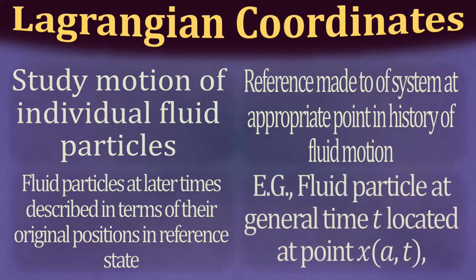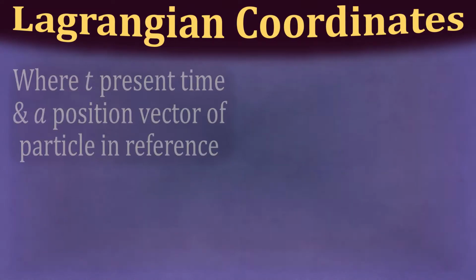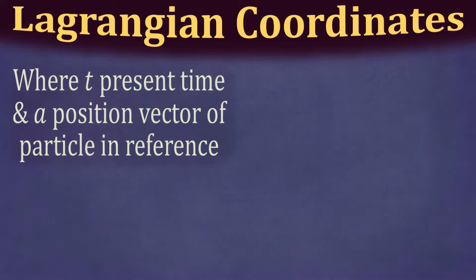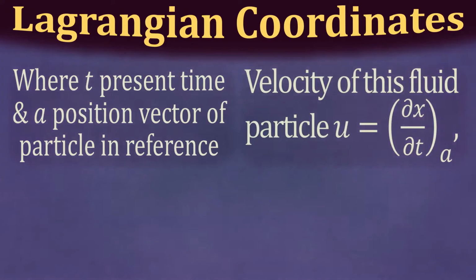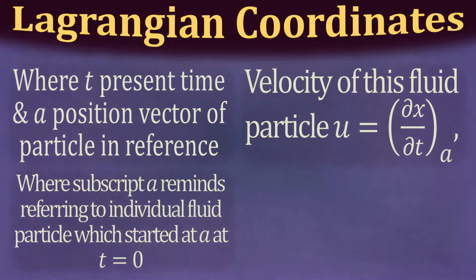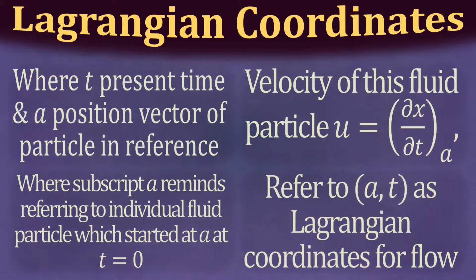So, for example, a fluid particle at a general time t is located at the point x of alpha, t, where t is the present time and alpha is the position vector of the particle in the reference state at time t equals 0. So, the velocity of this fluid particle is u is equal to the partial derivative of x with respect to t, with alpha fixed, where the subscript alpha reminds us that we're referring to individual fluid particles which started at alpha at t equals 0. We refer to alpha, t as Lagrangian coordinates for the flow.